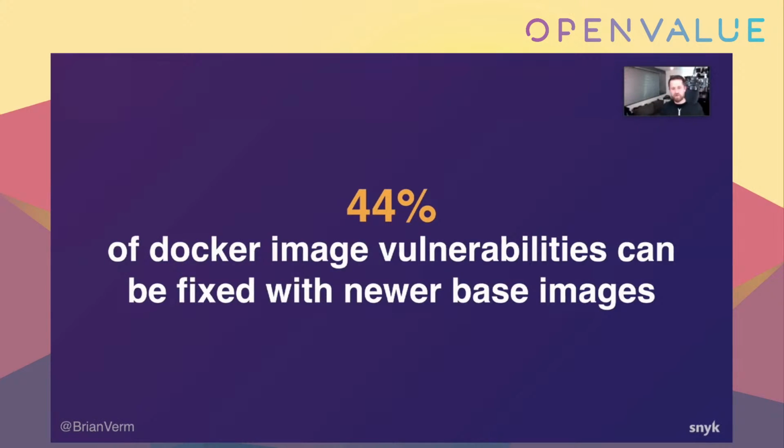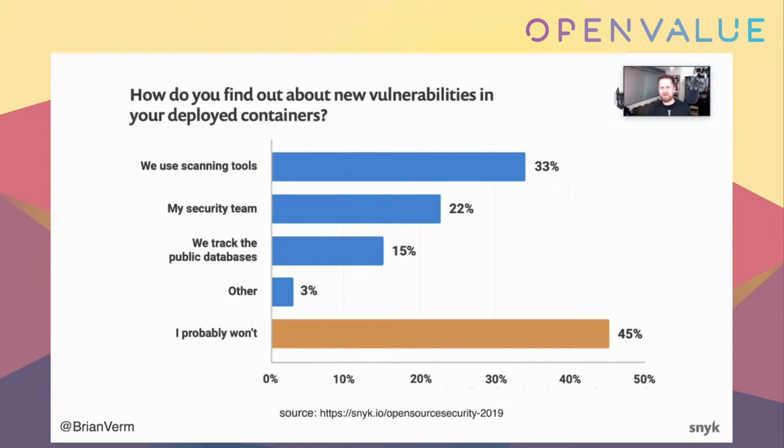And did you know that 44% of Docker image vulnerabilities can be fixed by a newer base image? Not even the Java application, but just switching out the base image, and everything is good. But what is more important is, how do we find out about these things, if you already deployed a container? A lot of people don't. And that is, in my instance, disturbing.